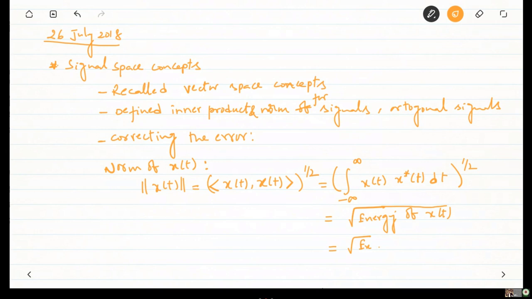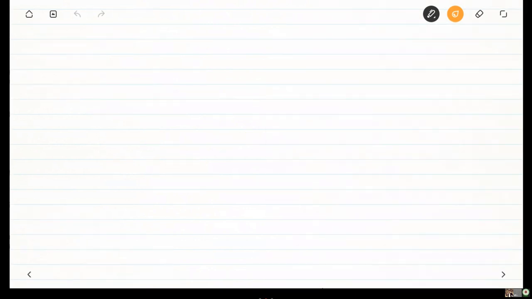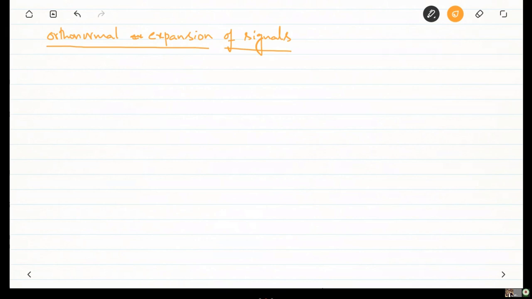Then we'll start with today's class. Now we will develop signal space concepts, and especially in this class we will do orthonormal expansion of signals. So why do we do this?